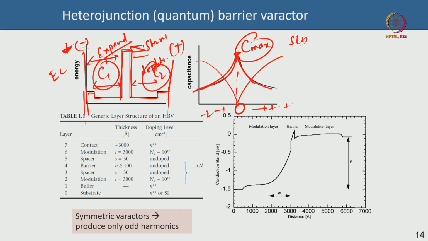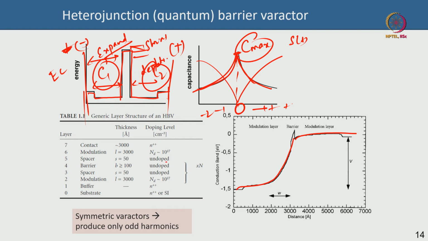That is why the capacitance is maximum at 0 voltage, and this is called a quantum barrier varactor or a heterojunction barrier varactor. And you can see that this is what I mean, one side it will expand, the other side it will shrink, or vice versa. And the way to fabricate this is that you have to grow different layers.